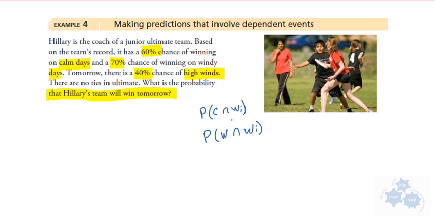And so that's like case 1 and case 2, right? Here's the probability of winning on a calm day, and here's the probability of winning on a windy day. Those are two separate things. We have to add them up, because it's one or the other. So just looking ahead, that's what we're going to be looking at. So let's do our tree diagram.